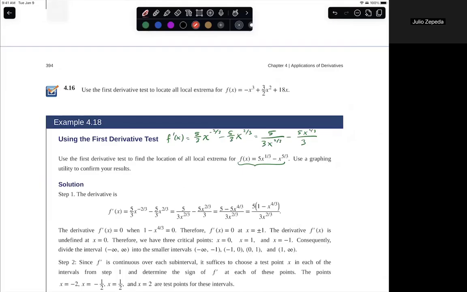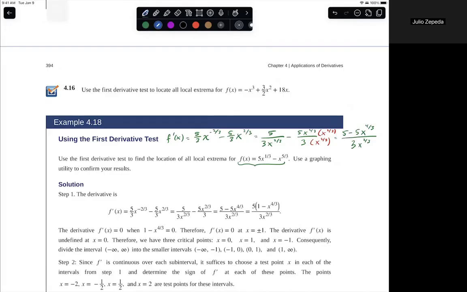And so we need to multiply that to get a common denominator. We should multiply by x to the 2/3 on the top and bottom. And so what we end up getting is 5 minus 5x to the 4/3 over 3x to the 2/3. And so we are going to have multiple critical points, it looks like.